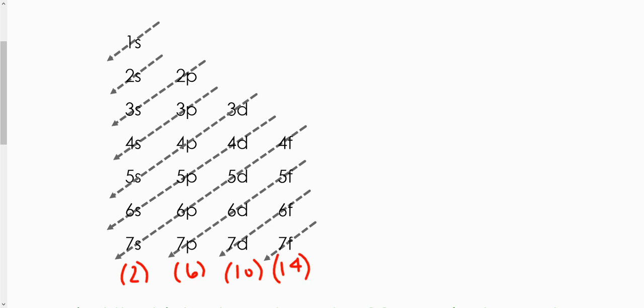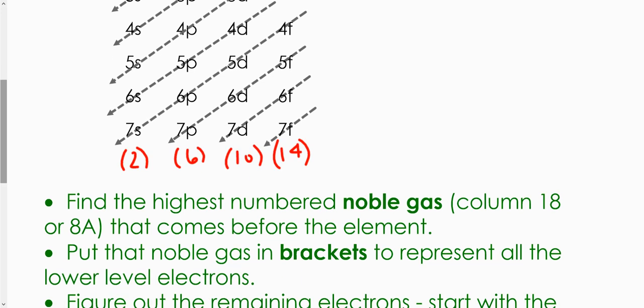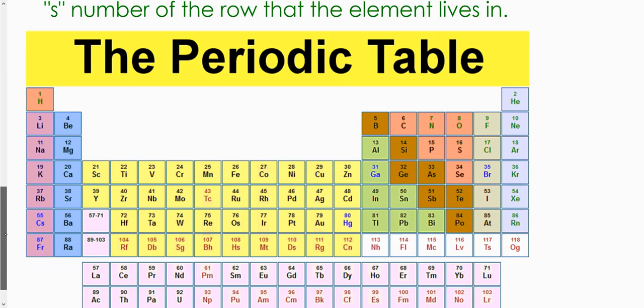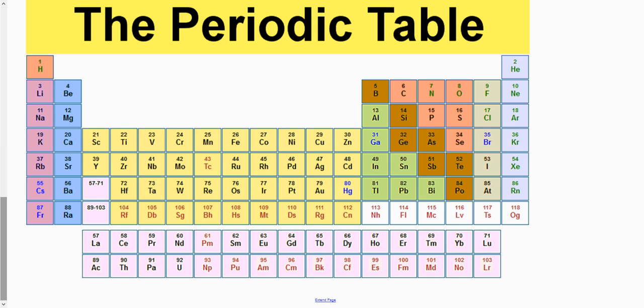So this noble gas notation, all right, we're going to have to find the highest numbered noble gas that comes before the element. So we need to know what our noble gases are. So on your periodic table, the noble gases are column 18, or the column all the way to the right. And remember, columns are up and down. So these, I'm going to outline them, are your noble gases. And if you want, you can label them on your periodic table right now, or we'll do that in class.